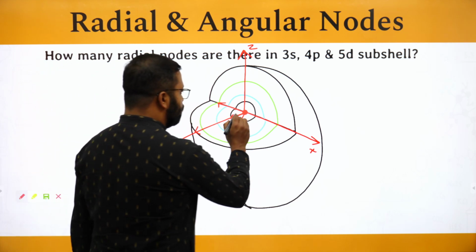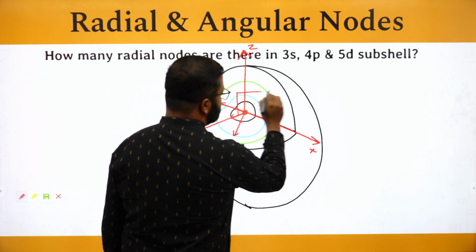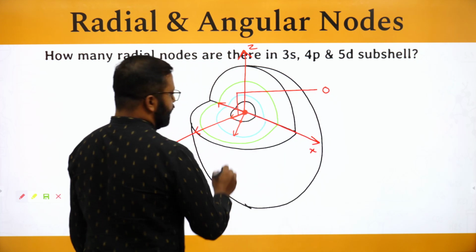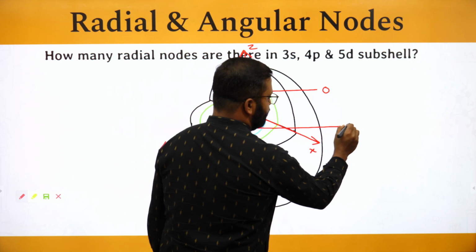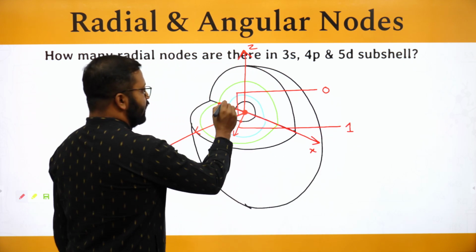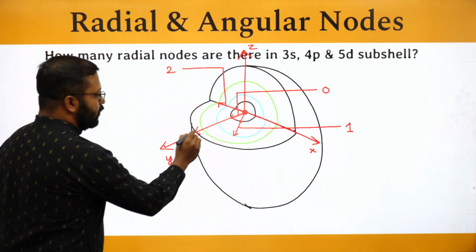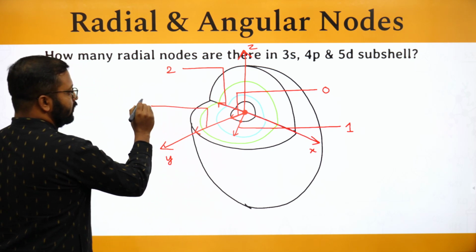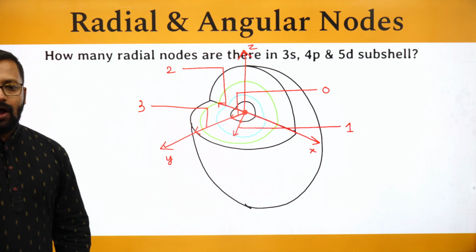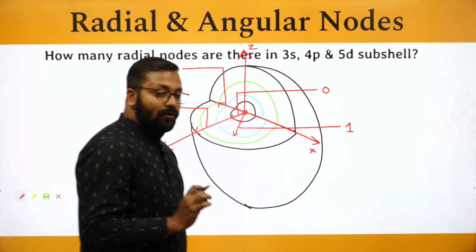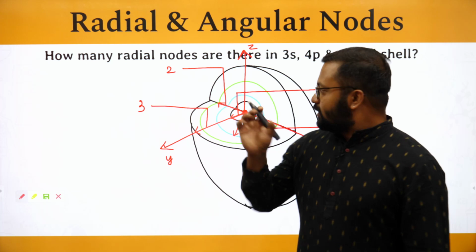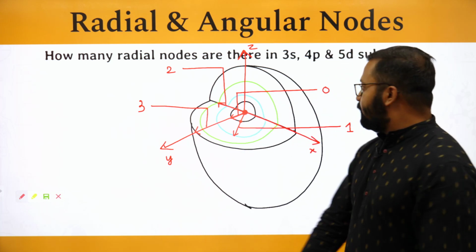The number of boundaries that you cross for the smallest one is 0. For the next one it is 1. For the green one it is 2. For the largest one it is 3. All of them are s orbitals.